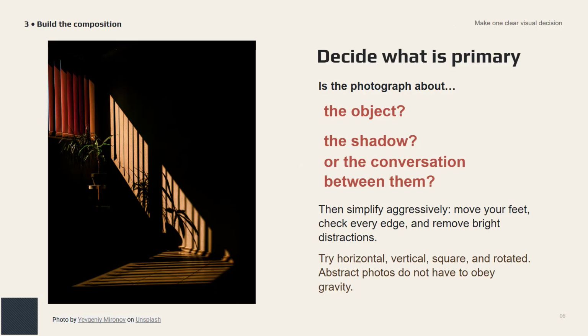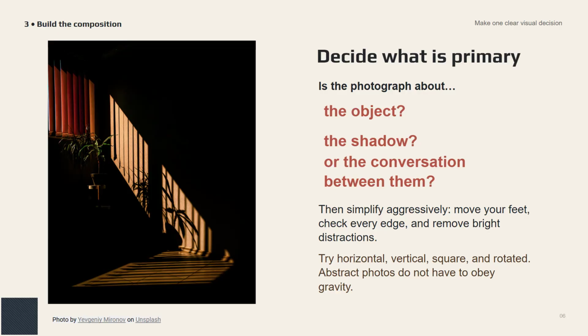After deciding what is primary, simplify the composition. Move a little closer, step left or right, check the edges of the frame for bright spots or objects that pull attention away from the main area. With shadow photography, extra details can weaken the shapes very quickly. Try removing anything that does not help the photograph.